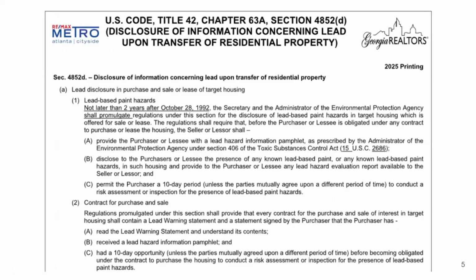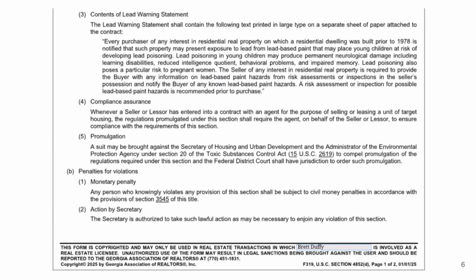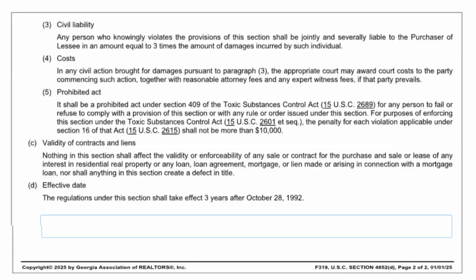This is form F319. And it is legitimately the legal code, the law regarding lead-based paint disclosures. This is literally just an excerpt from the situation. It talks about monetary penalties, and the actions and the civil liabilities and the costs and all that stuff. So this is Form F319.